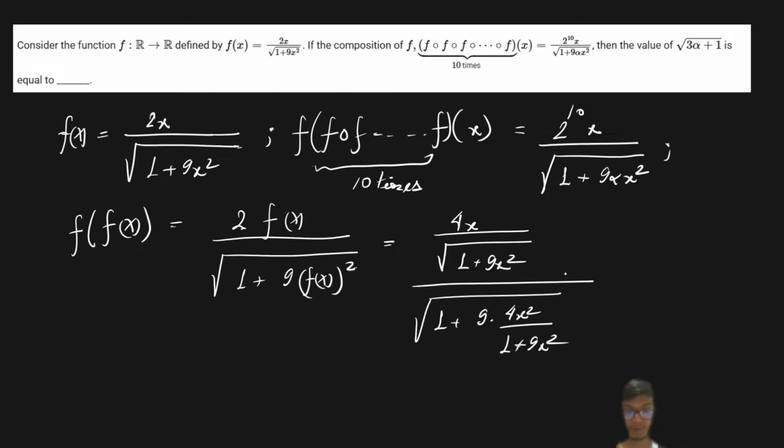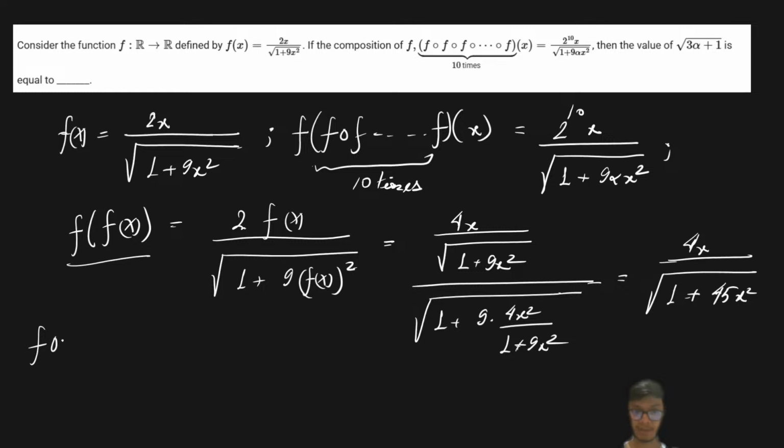From this part over here, we are going to get this result as equal to 4x upon square root of 1 plus 45x square. So we get this solution as 4x by square root of 1 plus 45x square. This is our first composition.